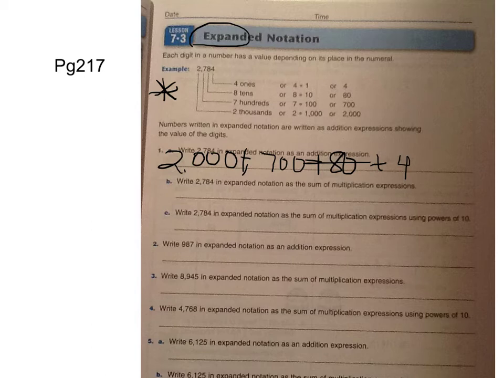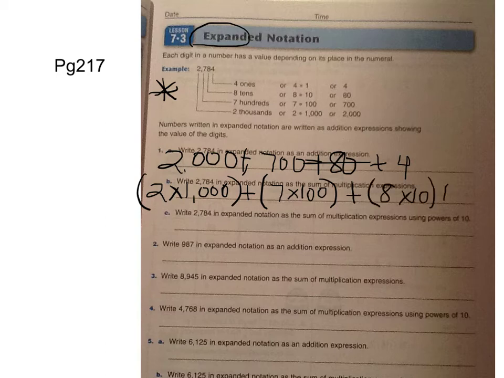Now, B says write 2,784 in expanded notation as the sum of multiplication expressions. What this is asking you to do is taking a look at this column. So, I would say we have to do 2 times 1,000. And then we're going to add 7 times 100. We're going to add that to 8 times 10, and adding that to 4 times 1.